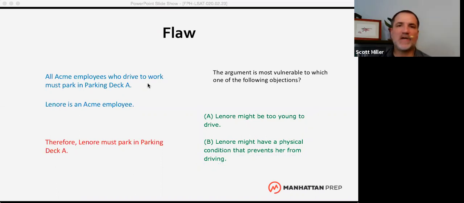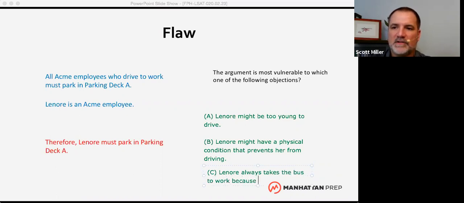You know, and that list goes on, right? What are some reasons that would make us question whether or not Lenore drives to work? So these are all possible objections. Maybe C, Lenore always takes the bus to work because, I don't know, she hates to drive. So any of these are possible objections that would hurt the argument.